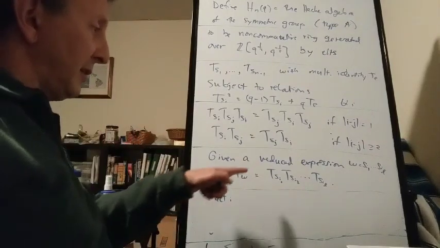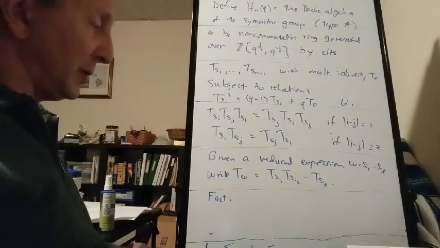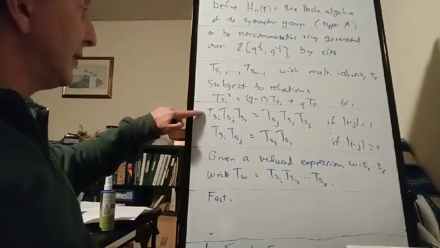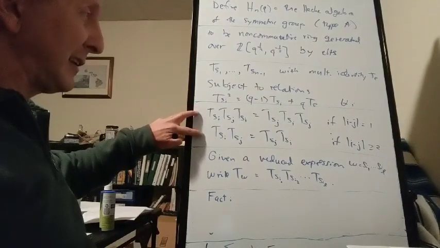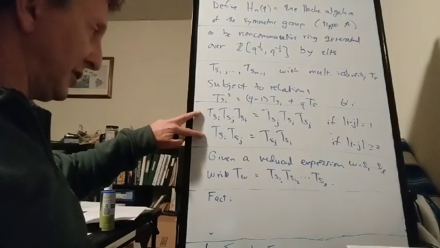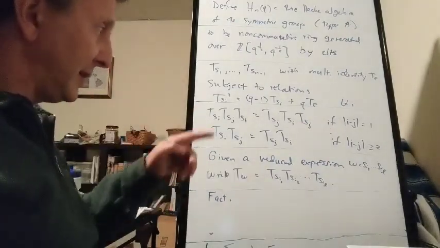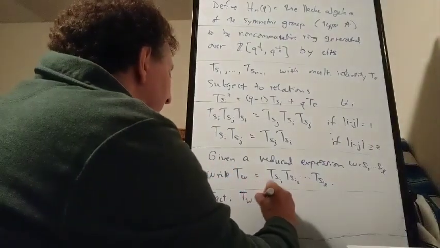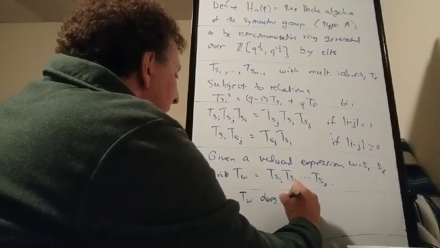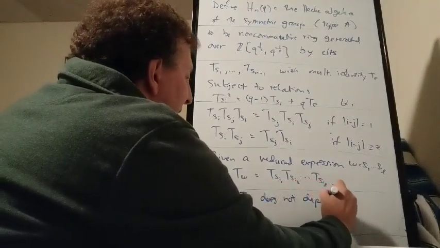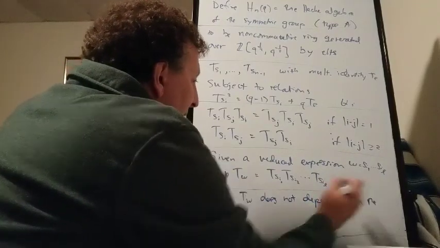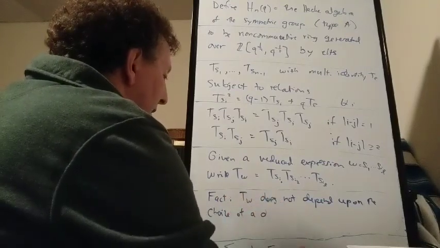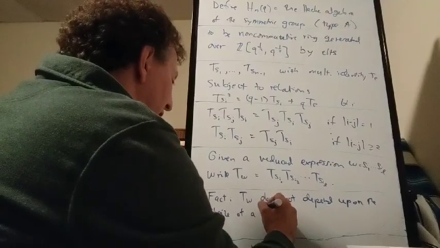Now, in fact, this product does not depend on the choice of a reduced expression for w, because of the relations, the braid relation and the commuting relation that look exactly like the symmetric group relations. The different reduced expressions are going to lead to the same product. This doesn't depend on the choice of a reduced expression for w.